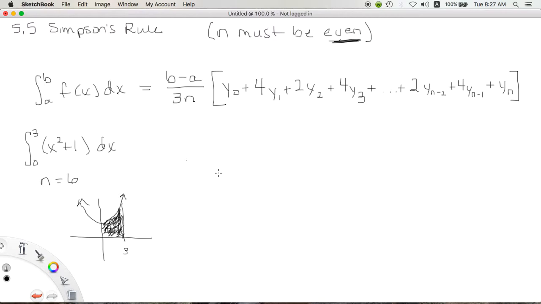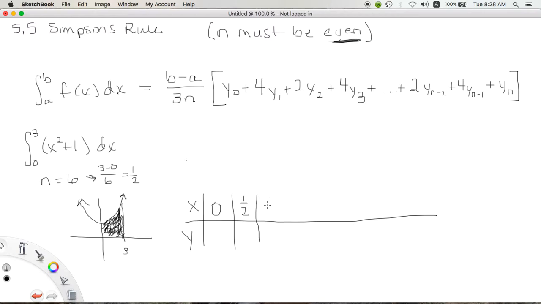So we need to figure out our x naughts, so that we can figure out our x values, so we can figure out our y values. Instead of writing them all out like we did with the trapezoidal, I'm just going to write a table this time. And of course, with trapezoidal, you can do that as well. So we start at our a value, remember, and our n is going to give us what our h is, what we're adding between. So we take b minus a over n. So that means that we're adding 1/2 every time. So we just keep going until we get up to 3.